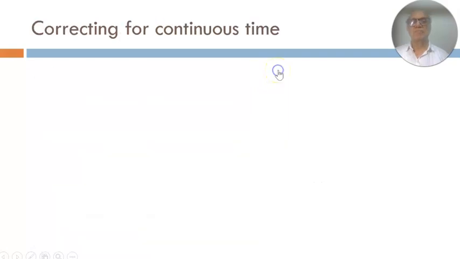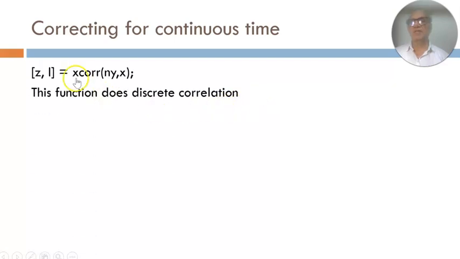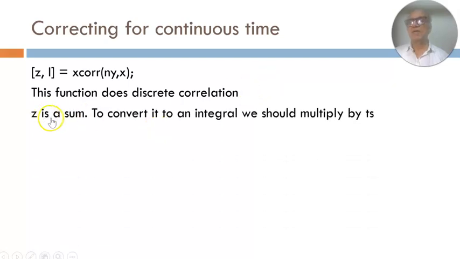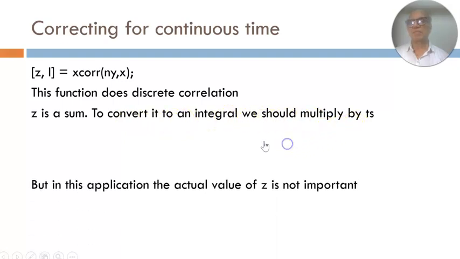Okay. But before we look at the program, we need to correct for continuous time. Understand that the xcorr function that we are going to use basically calculates the discrete correlation. So the value of Z that you will get, you have to multiply it by Ts in order to get the correct value for the continuous time simulation. Similarly, I also will have to be multiplied by Ts in order to get the correct time. So Z is a sum. To convert it to an integral, we should multiply by Ts.